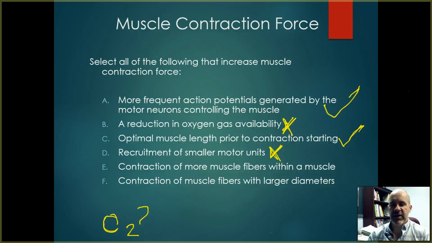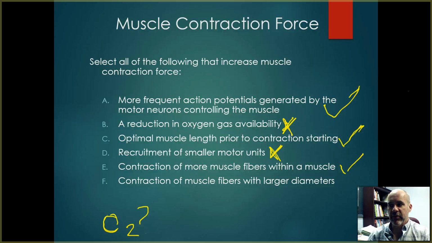All right, E, contraction of more muscle fibers within a muscle. Yes, if you want a stronger contraction, you want to contract more of the individual muscle fibers within that muscle. Remember, a whole muscle is made up of tons and tons of muscle fibers. They don't all contract at the same time. And the brain can recruit more or less of those to contract at any given moment.